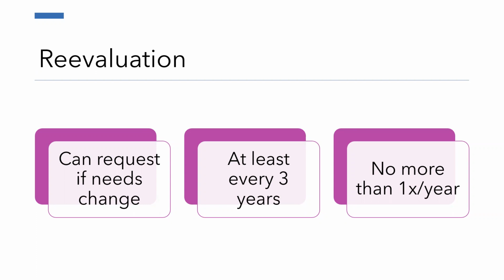The law dictates that reevaluations have to occur at least every 3 years and no more than once a year, unless the parent and local educational agency agree otherwise. The law also states that the IEP team has to try to obtain parental consent prior to initiating required reevaluations, but if the parents don't respond to reasonable measures, there's that term again, then they can begin.